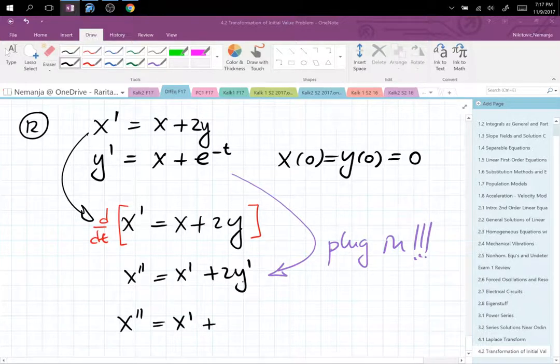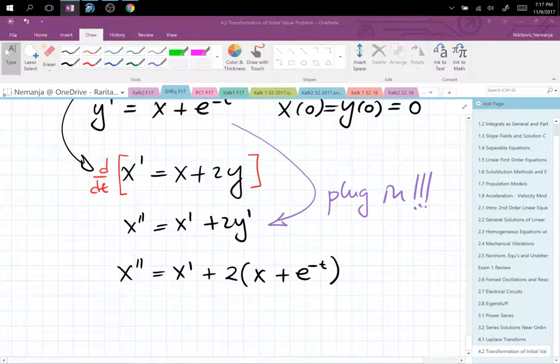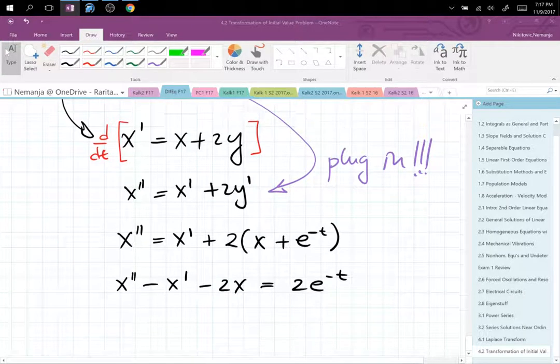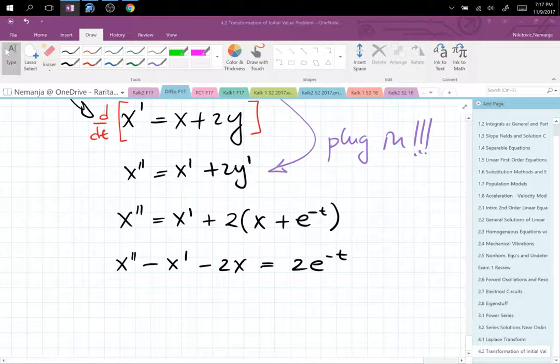So, the whole thing over here now, as you can see, is a second-order equation. You are going to have your x double prime minus x prime minus 2x is equal to 2e to the negative t, which stays on the right. And you just now unleash Laplace.